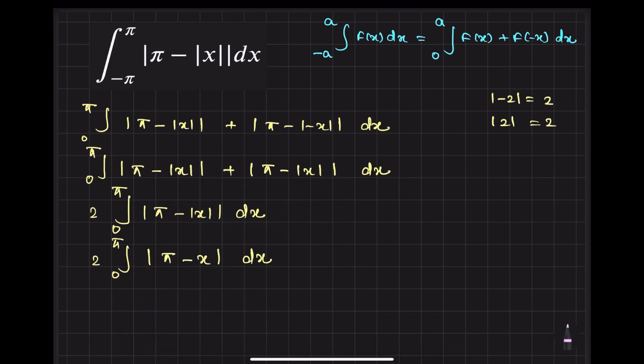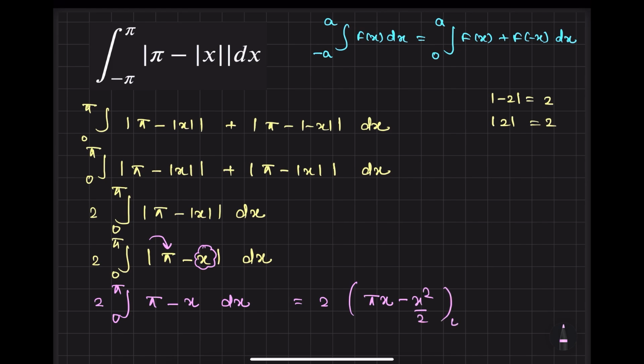Now look at the next part. If you take any number in the given range 0 to pi, the number will be smaller than pi, meaning this pi is bigger. You know that mod opens with a positive sign, so I can write this thing as bigger minus smaller dx. Okay, so this is the question we have created. Now let's do the integration part. So 2 times, you know that the integration of pi will become pi x minus x square by 2, and then you have to apply the limit 0 to pi.